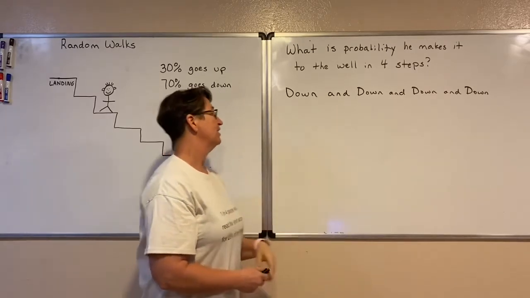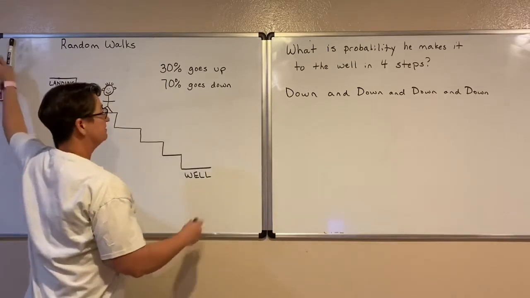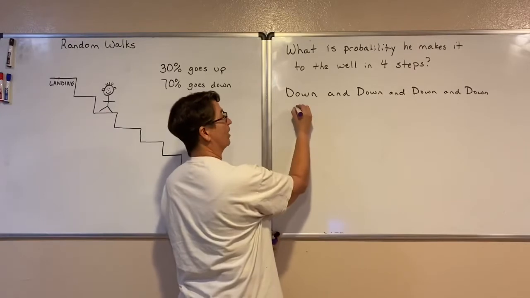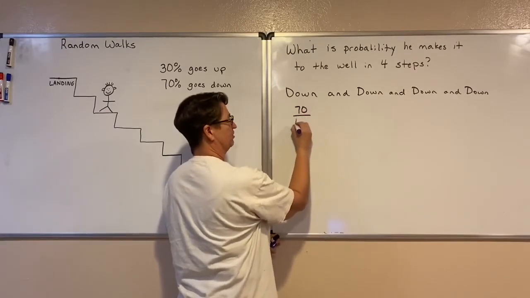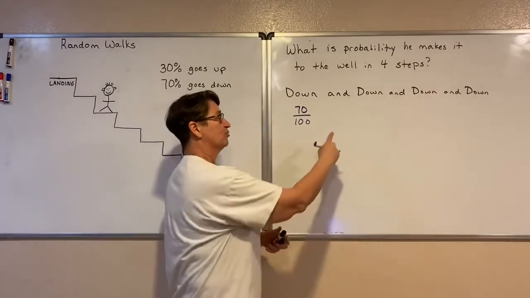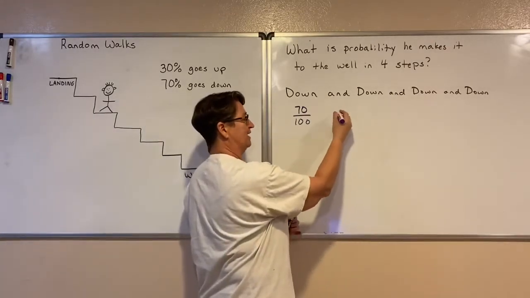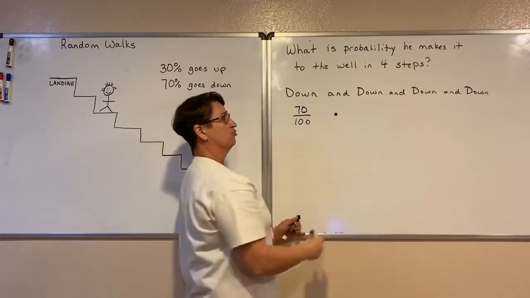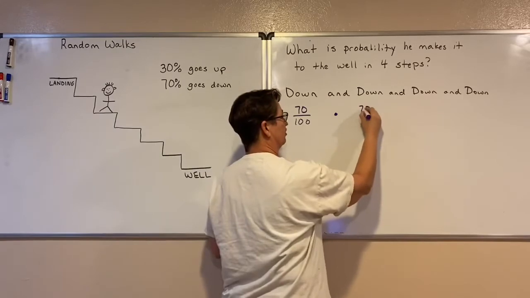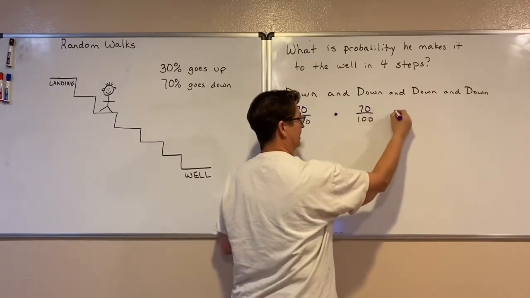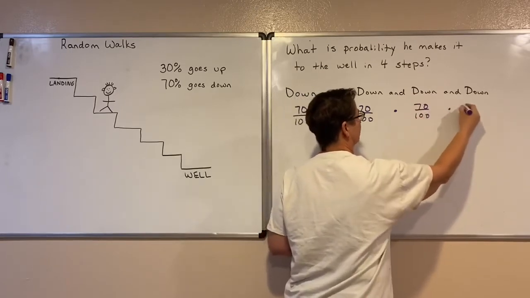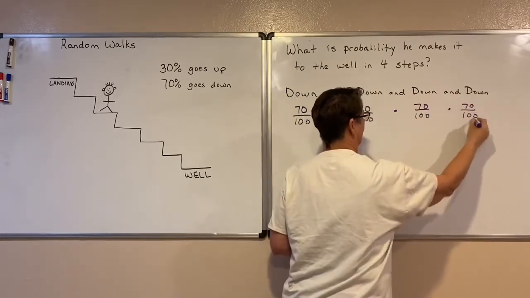So the probability that he goes down is 70% every time. So I'm going to write 70%. I like to write my percents as fractions. So I'm going to write that 70% as 70 over 100. When dealing with probability, when I see the word and, I think of multiplication. So I'm going to multiply there. So then 70% that he goes down again, and another 70% that he goes down again, and 70% that he goes down that last time.